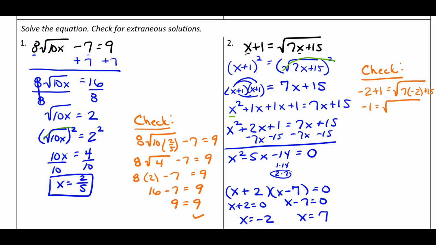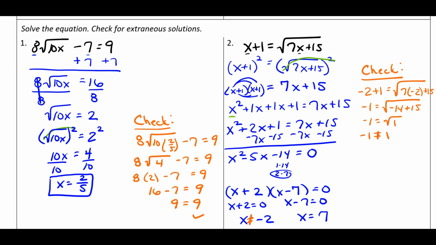On the right side, we have negative 14 plus 15. And negative 14 plus 15 is the square root of 1. And if you'll recall, the square root of 1 is just 1. And negative 1 does not equal 1. So what that means is negative 2 is not a solution. We cannot use this one.